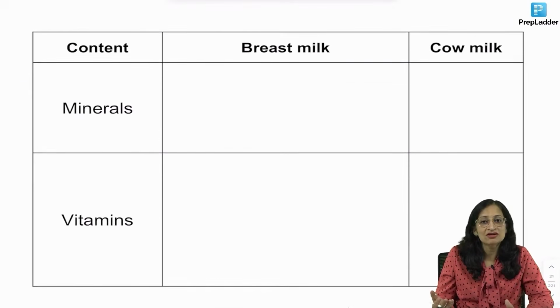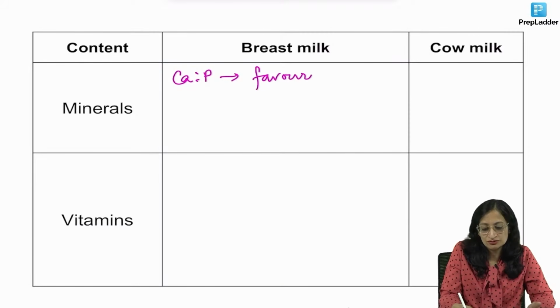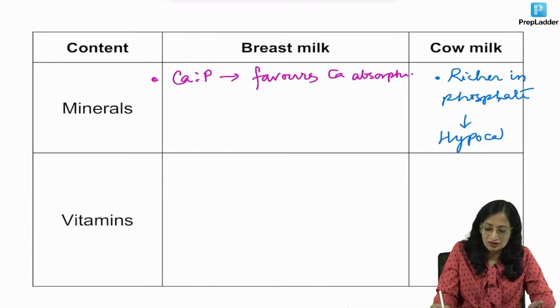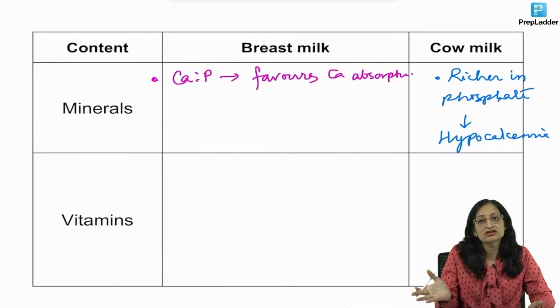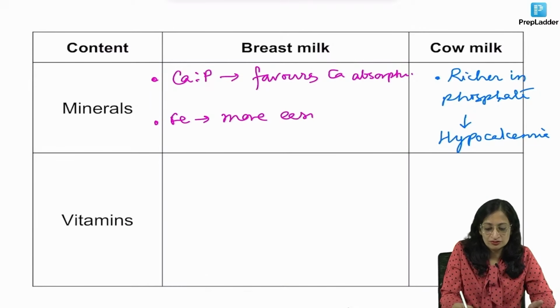What about minerals and vitamins? The calcium phosphate ratio in breast milk is such that it favors calcium absorption. But a baby who is exclusively cow milk fed, what will happen? Cow milk is richer in phosphate, so the baby will have more chances of hypocalcemia. Both breast milk and cow's milk are poor in iron, but the iron present in breast milk is more easily absorbable. Okay, right? What about the vitamins?